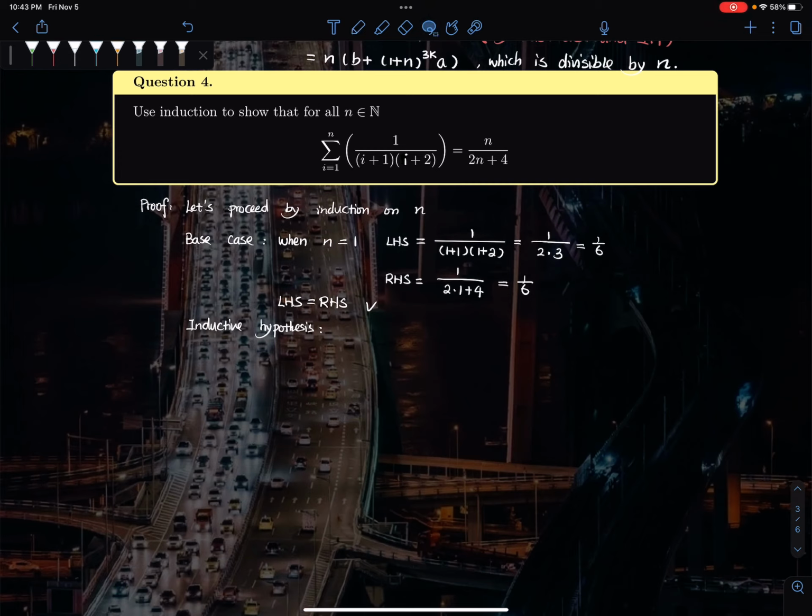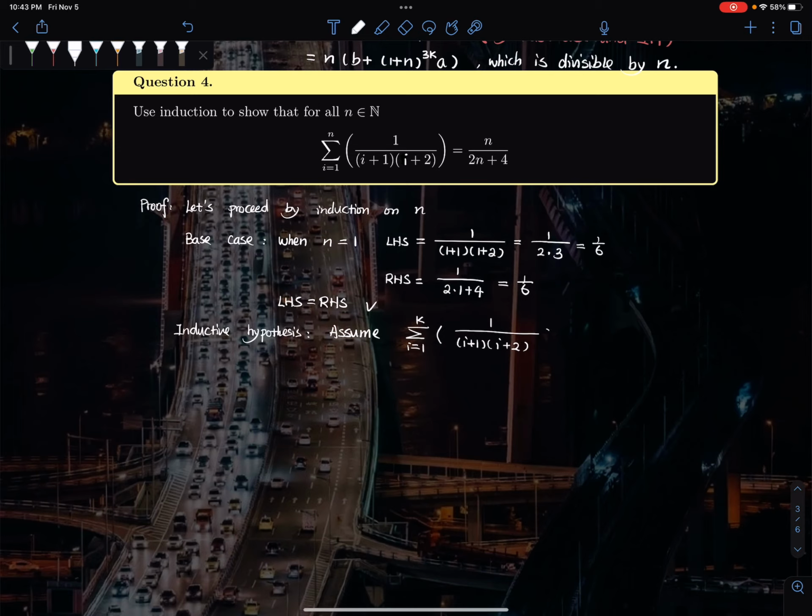Why did I write this? This is so long. Let's assume, what do I assume? I assume this and change N to K. So let's assume the sum from i equals 1 to K of 1 over (i plus 1)(i plus 2).